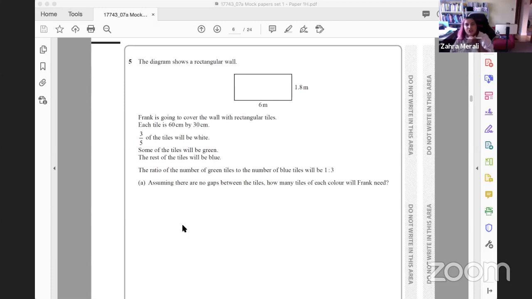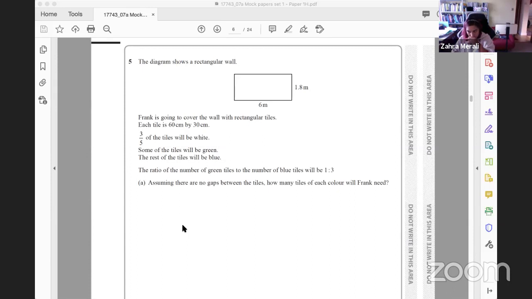So the diagram shows a rectangular wall. Frank is going to cover the wall with rectangular tiles. Each tile is 60 centimeters by 30 centimeters. Okay, so lots of information here. 3/5 of the tiles will be white, some will be green, the rest will be blue. The ratio of green to blue is 1 to 3. How many tiles will he need?